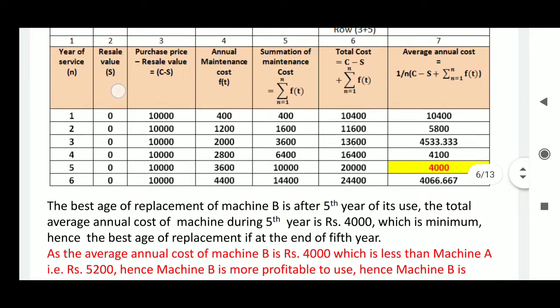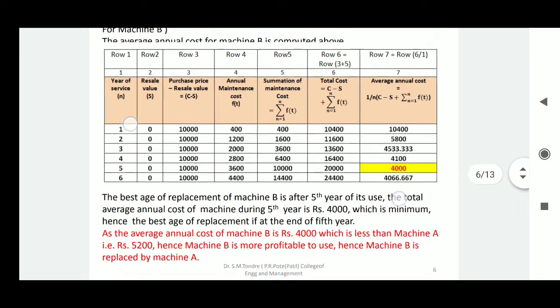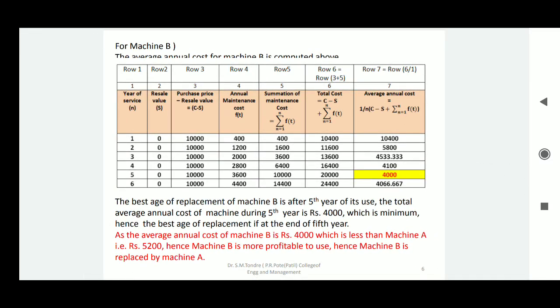Okay. Now, what is our question? We have two options for the machineries, that is machine A and machine B. So, should we replace machine A by machine B? Then our answer will be: we will replace machine A by machine B.